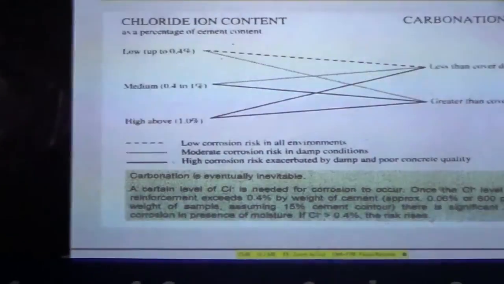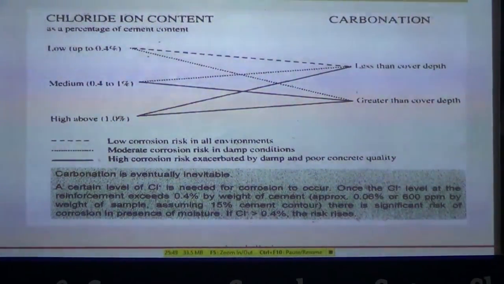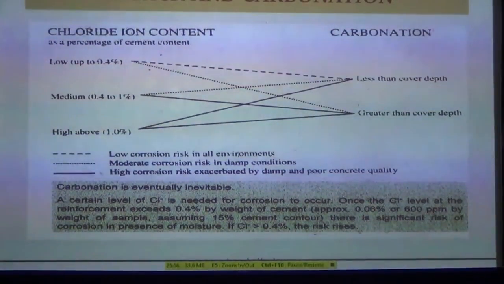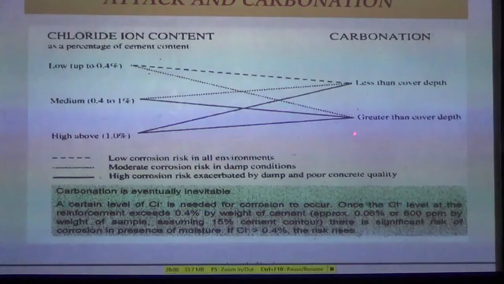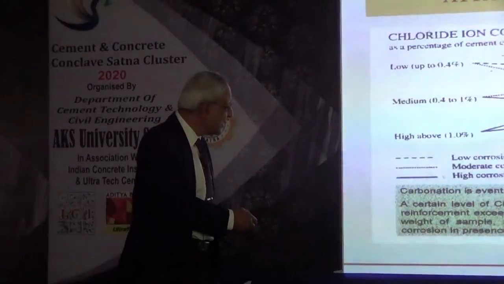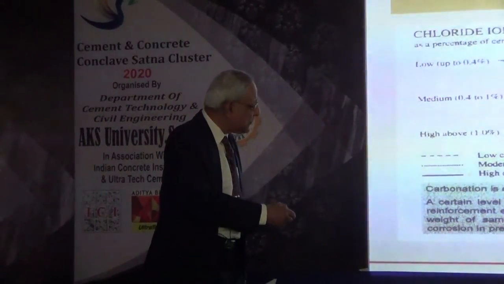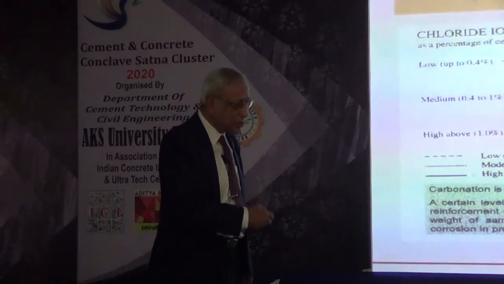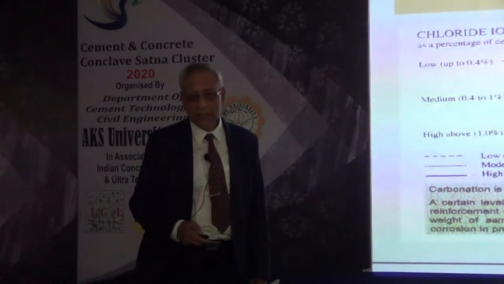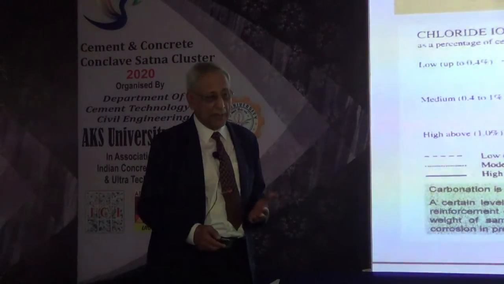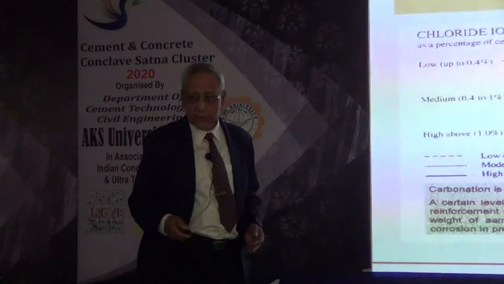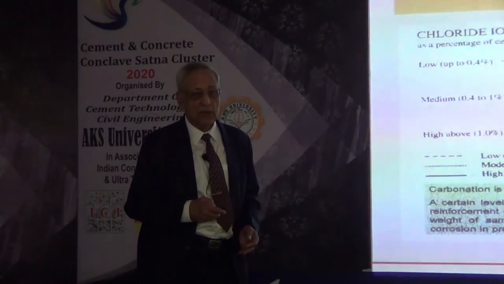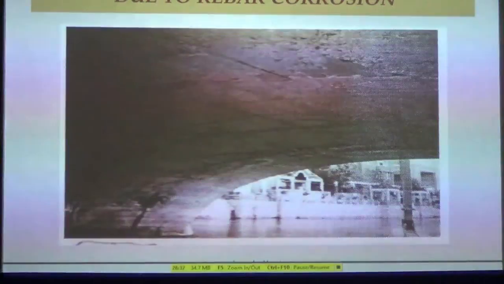So ultimately, in reality, in life, what happens? You have chlorides on one side, carbonation on the other side, and the combination of this can be dangerous. If you have very high chloride and the cover depth has already been crossed by carbonation, then you are facing a serious problem of damage and deterioration. And under different conditions, the different risk parameters are there for your structure. This is a typical example where the roof has really got damaged because of such reaction.